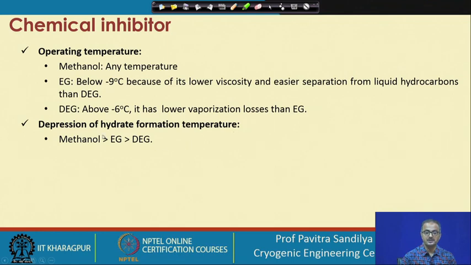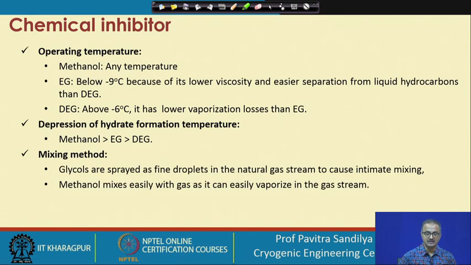Now, as far as the depression of the hydrate formation temperature is concerned, methanol is found to be most effective, followed by EG and then DEG. The mixing methods are also important, because unless these inhibitors get mixed properly with the natural gas, they won't be effective in preventing the hydrate formation. The glycols, that is EG and DEG, are generally spread as fine droplets in the natural gas stream to cause intimate mixing, whereas methanol mixes very easily with the gas as it can itself vaporize.